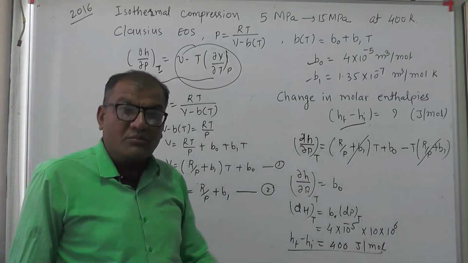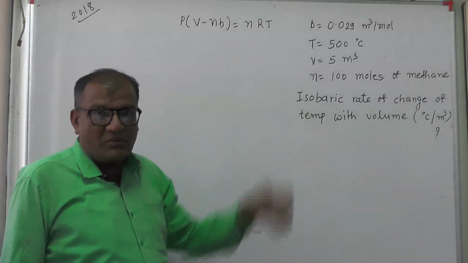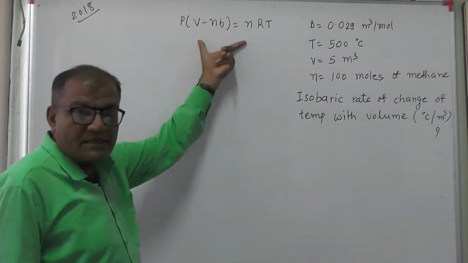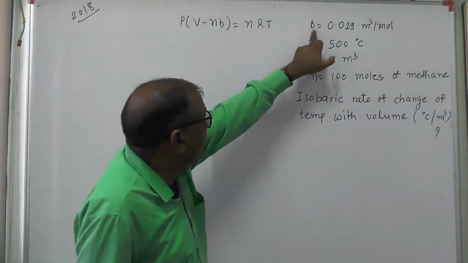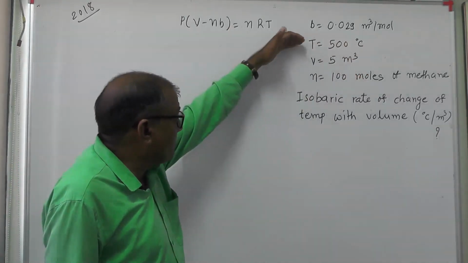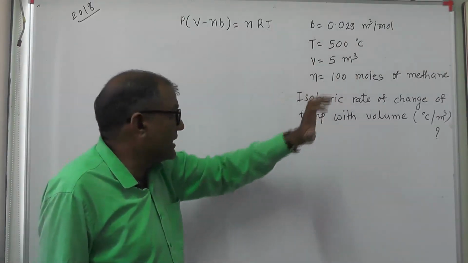Let's solve one more problem. I have considered this problem from GATE 2018. The equation of state is given with constant B 0.029 meter cube per mole, the values of temperature, volume and moles, and the gas is methane.